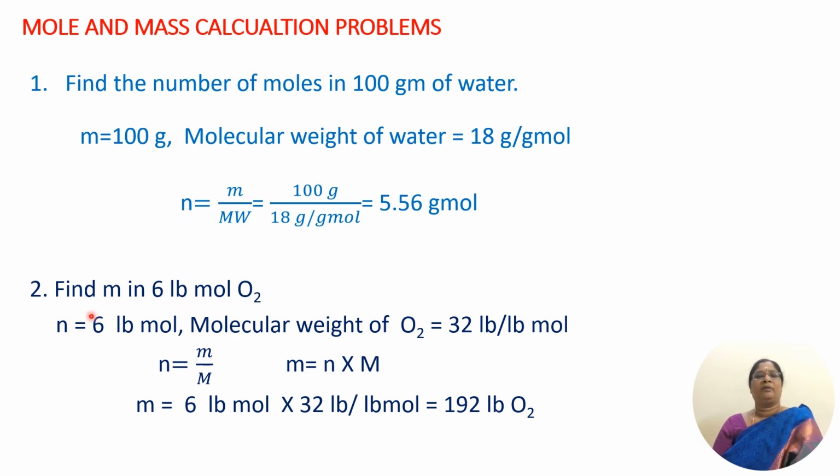In second problem, find m, that is mass in 6 lb mole of oxygen. So in this problem, the number of moles is given as 6 lb mole. And we know the molecular weight of oxygen is 32 lb per lb mole. Using the formula n is equal to m by capital M, we can rewrite the formula as mass is equal to number of moles into molecular weight. Number of moles is 6 and molecular weight is 32. 6 multiplied by 32 will give 192 lb of oxygen. So the mass of the oxygen can be found out by using the formula number of moles of oxygen into molecular weight of oxygen.